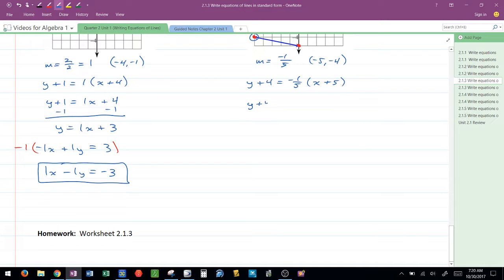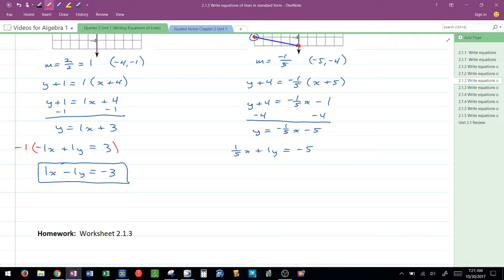Distribute: y plus 4 equals negative 1/5 x. Let's see, I've got negative times positive, so I know it's going to be negative. 1/5 of 5, that would be 5 over 5, or 1. Okay? Subtract the 4 to get it to slope intercept. And I'm at y equals negative 1/5 x minus 5. Now I got to get it to standard. Move the negative 1/5 over. It becomes positive 1/5 x plus 1y equals negative 5.